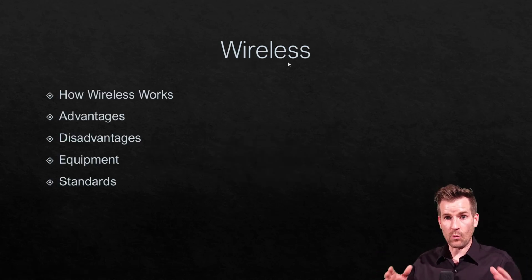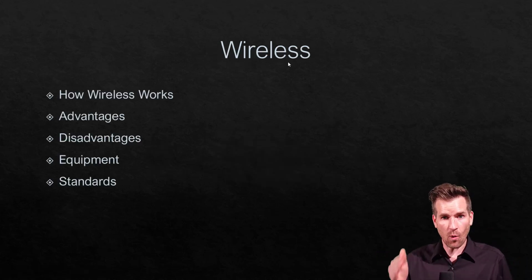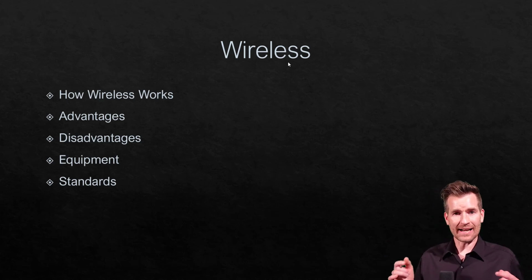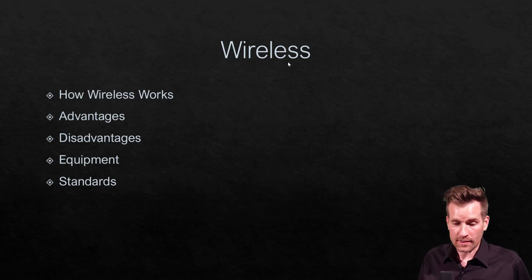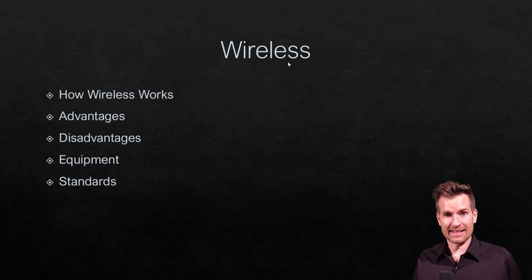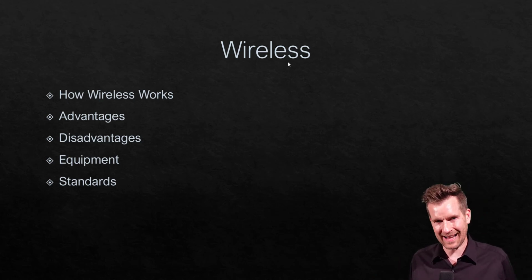All right, there you have it. We talked about wireless. We talked about how wireless works. We also got into some advantages and disadvantages that wireless has over other media. We talked about some of the equipment, the difference between a wireless access point and a wireless router. And then we also talked about the wireless LAN controller. And then finally, we wrap things up with the standards.